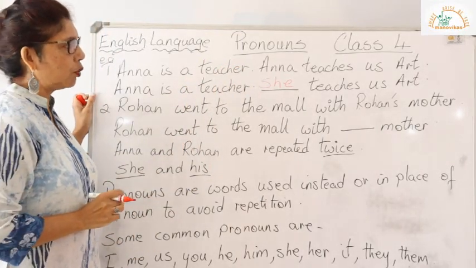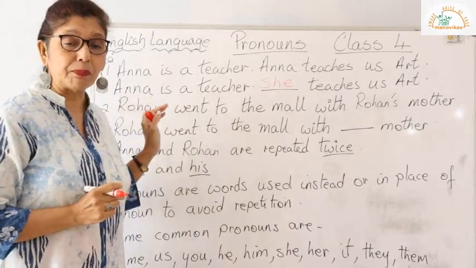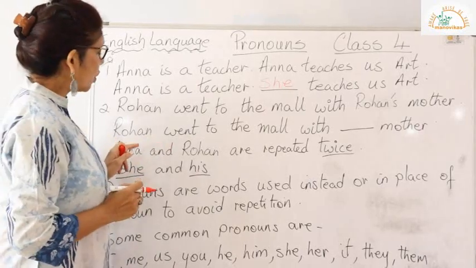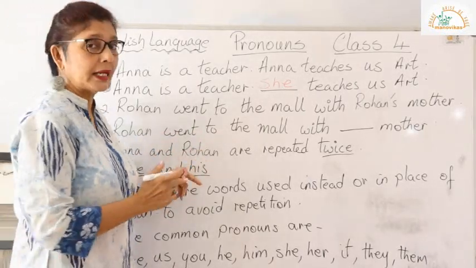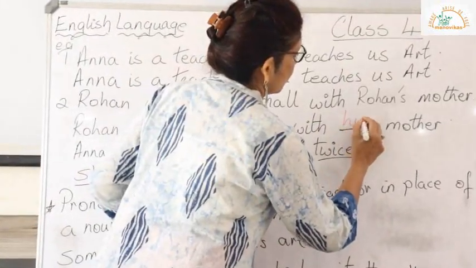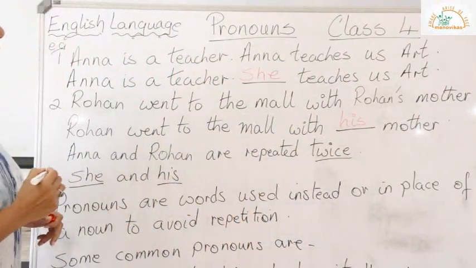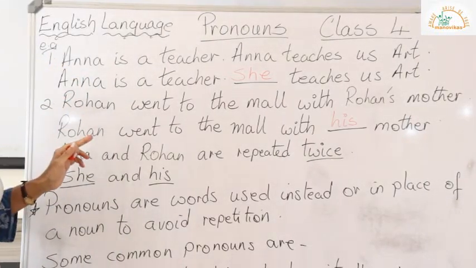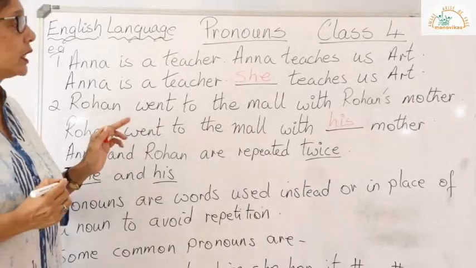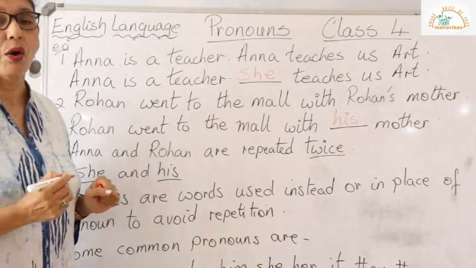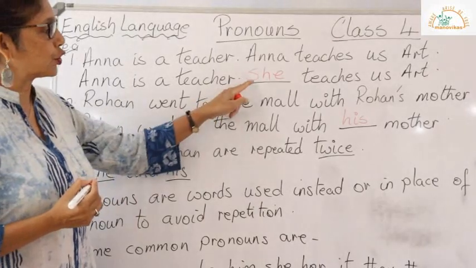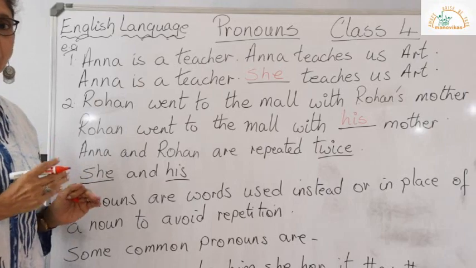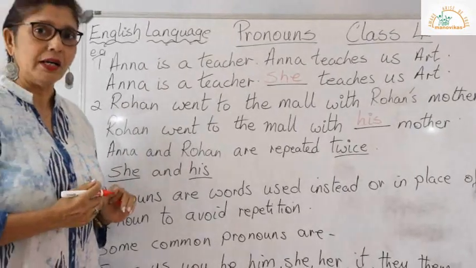Rohan went to the mall with Rohan's mother. We are repeating Rohan twice. So let's see how we can write it. Rohan went to the mall with his mother. Now in these two sentences we have repeated the names of Anna and Rohan twice. So instead of that repetition, we use another word or another pronoun. So she and his are called pronouns. They are words used instead of a noun.